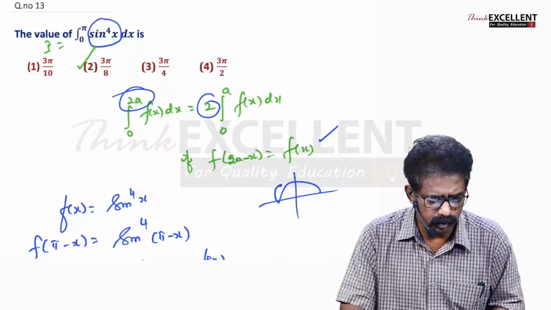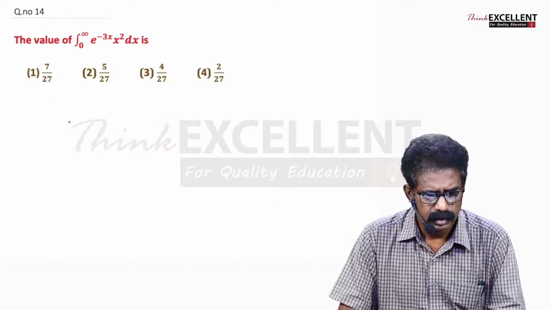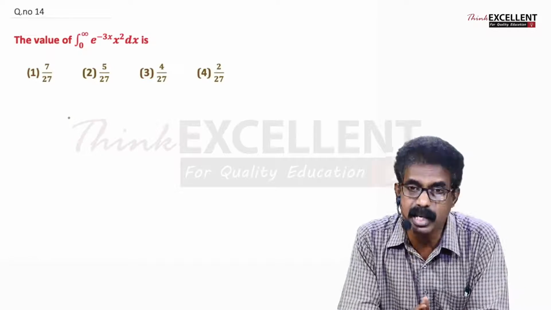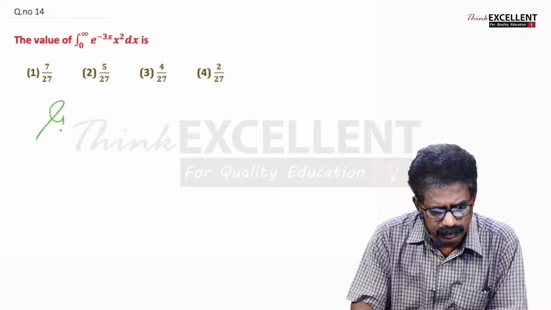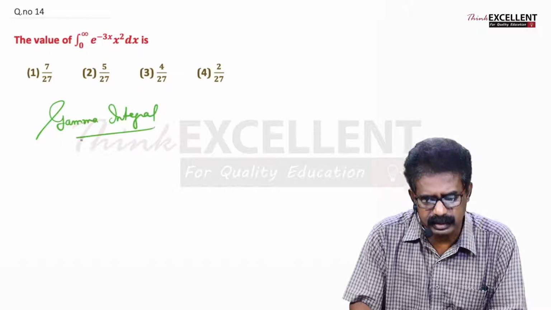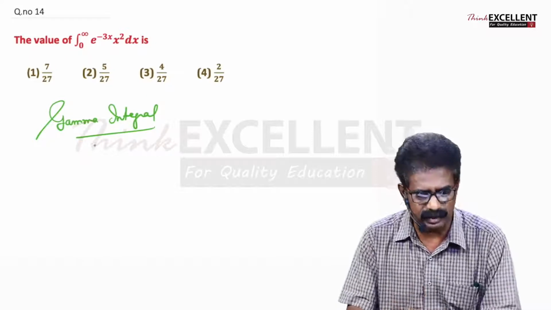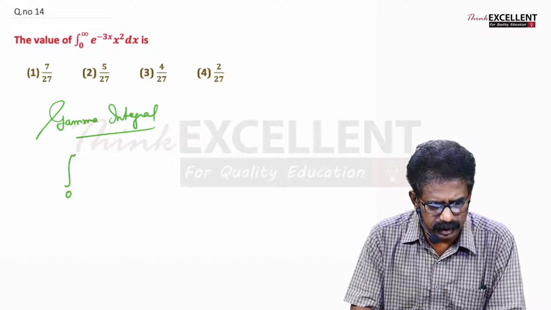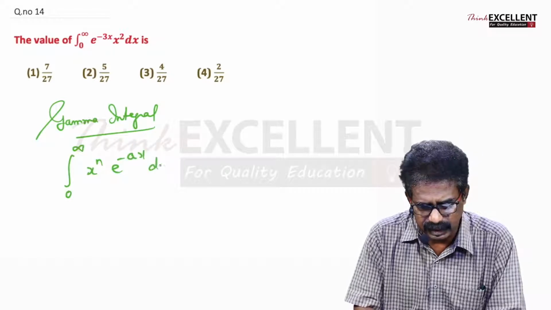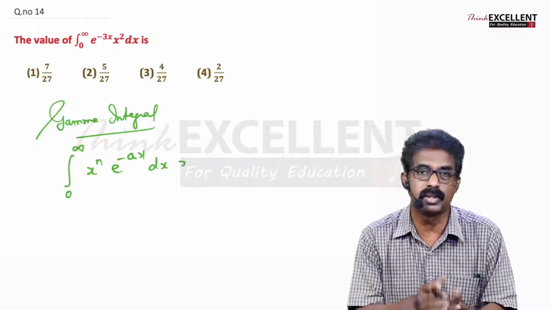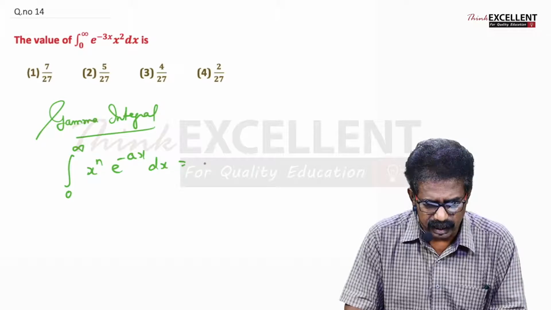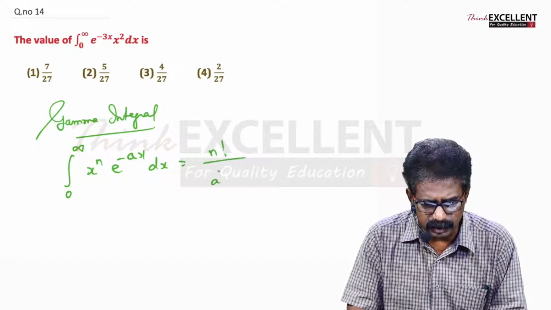Now let's move on to the 14th question. So far we did 0 to pi by 2, that is reduction formula, but this is gamma integral. You know what is gamma integral? One result we discussed now, right? Gamma n is n minus 1 factorial. Gamma integral is integral 0 to infinity, the limit must be 0 to infinity, of x raised to n e raised to minus ax dx. If it is of this type, then your answer is n factorial by a raised to n plus 1.